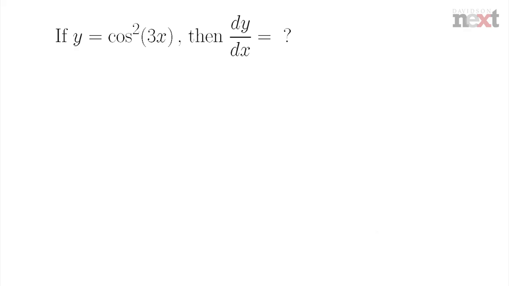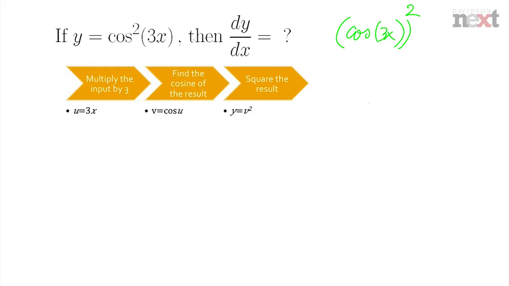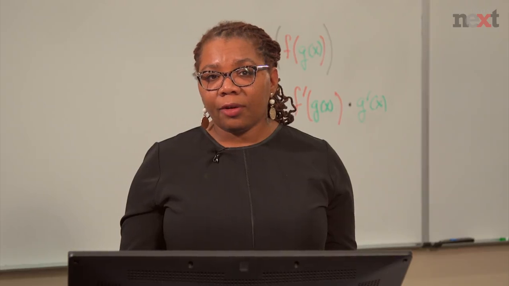In this example, y is equal to the cosine squared of 3x. Remember that you could also write it this way, cosine of 3x quantity squared. This time, this is the composition of 3 functions, not just 2. The first function is multiply the input by 3. So let's say u is equal to 3x. The second function is to find the cosine of the result. So let's say that v is equal to cosine u. And then we're going to square the result of that. So let's say that y is equal to v squared.